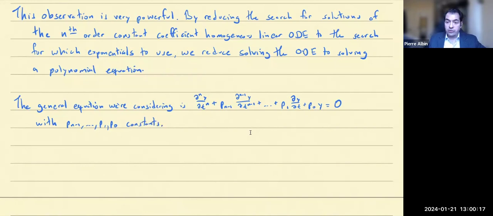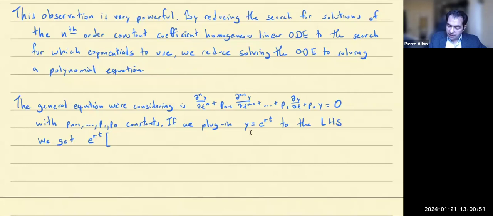Right, so this is the general equation we're considering. If we were to plug in y equals e to the rt as our educated guess as to what a solution should be, you plug this into the left-hand side, we get, well, every time you take a derivative, you just bring down an r. So we're going to have a common factor of e to the rt. And then when we took n derivatives, we have r to the n.